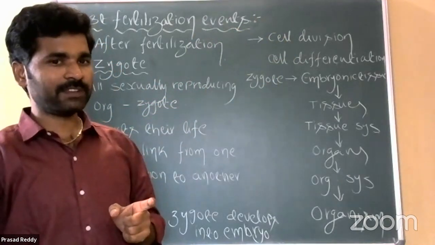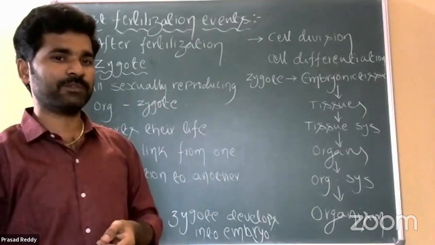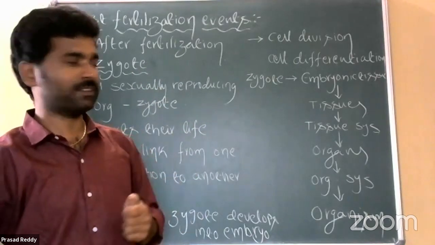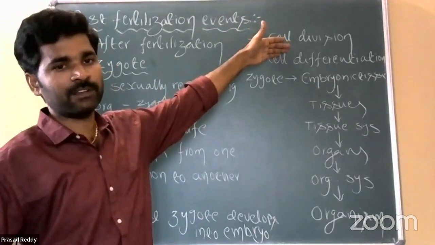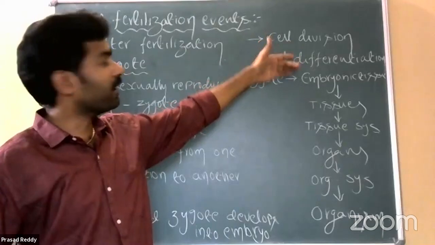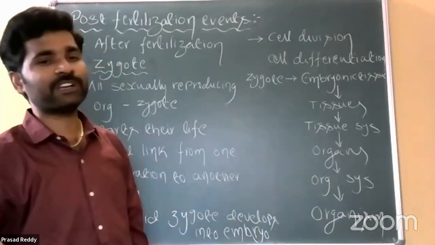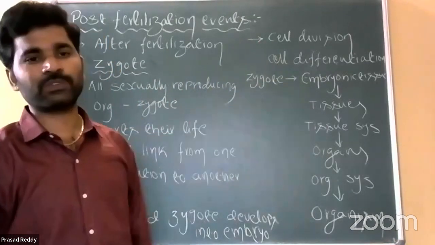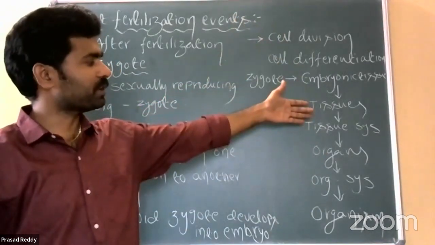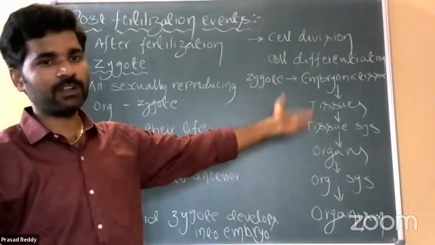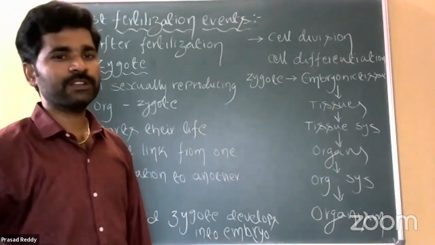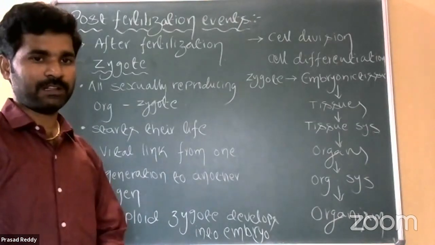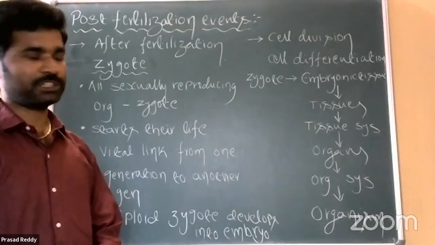So what is cell division? Nothing but mitosis division in diploid organisms. After division, in diploid organisms, the cells undergo cell differentiation and gradually differentiate into various tissues. The tissues form tissue systems. They form organ systems, finally an organism. So in this way, new individuals are formed after fertilization.